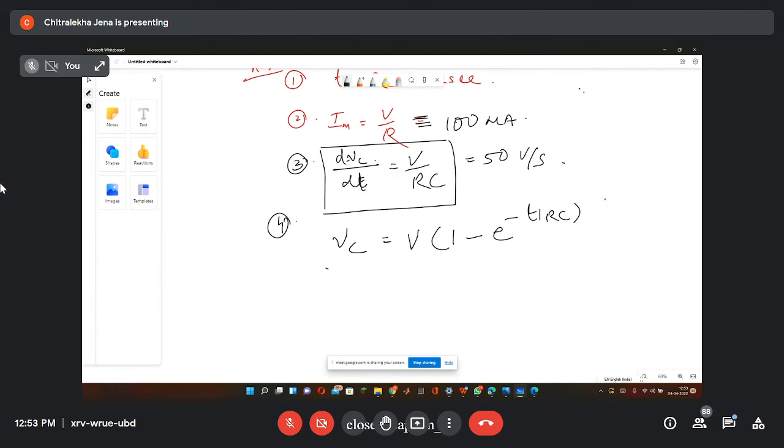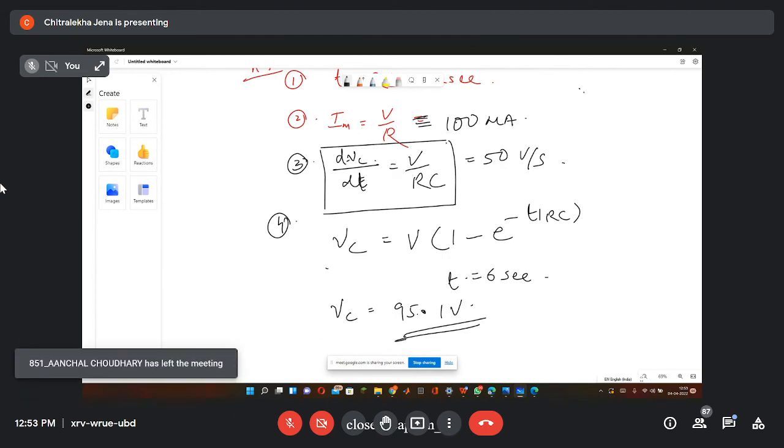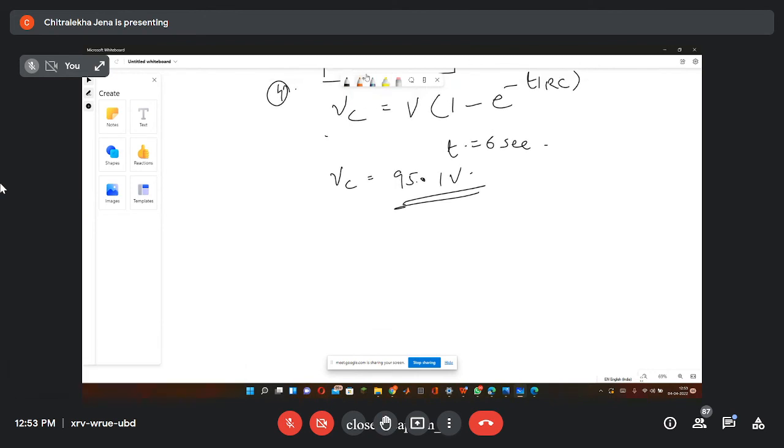Put all the values here. t equal to 6 seconds. 95.021, 95 point, very good. Who has calculated 95 point? Kaustav, Mitra. Yes ma'am. Very good. 95.1 volt, this is the answer. Next, 5. Those who are doing it, tell me the answer. Tell me your name, I should know who is doing it.